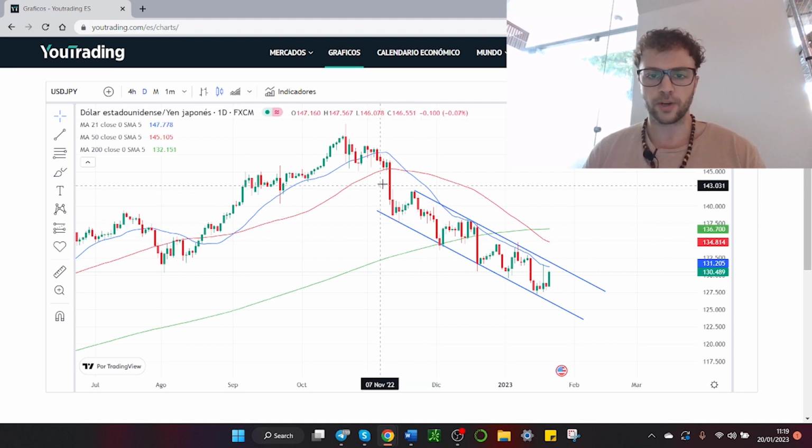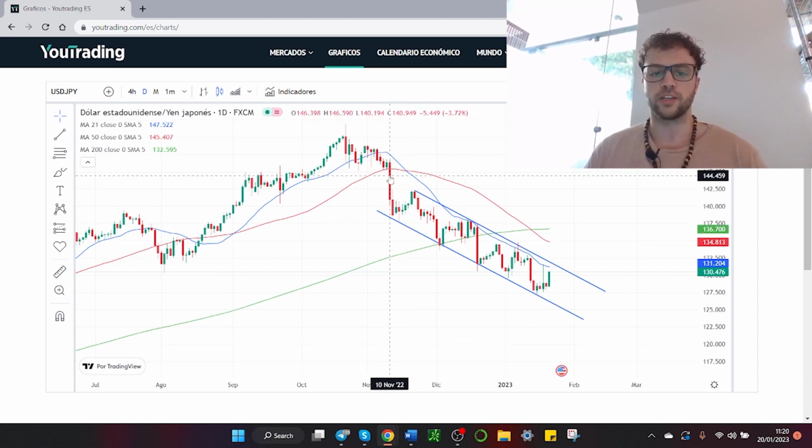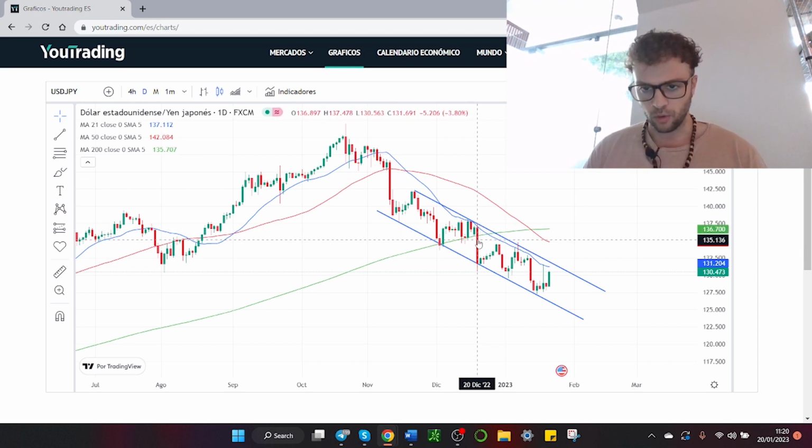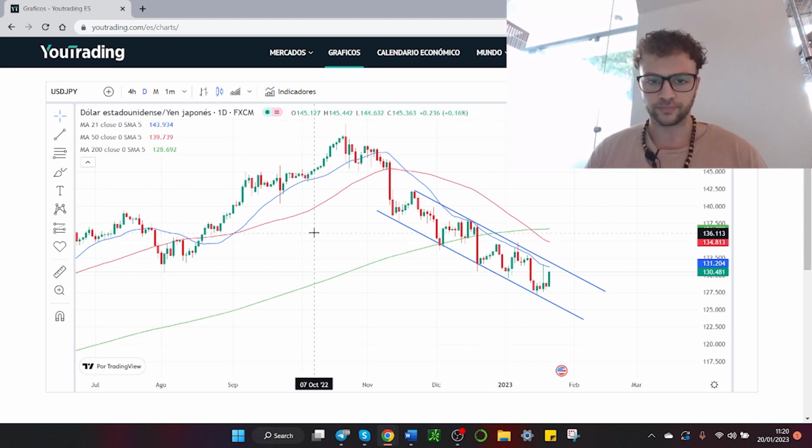Since pretty much November, when we had this big break lower in dollar yen, back then it was the downside US inflation surprise that caused this big 3.7% drop on the 10th of November. Then we had this other big drop on the 20th of December, which was a hawkish surprise from the Bank of Japan, who unexpectedly changed their yield curve control policy.